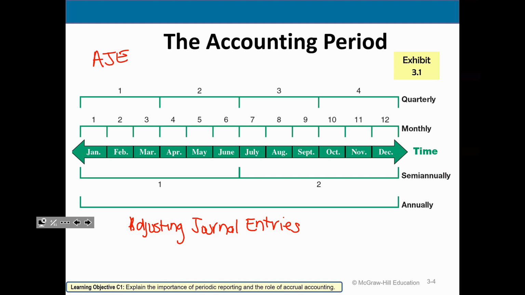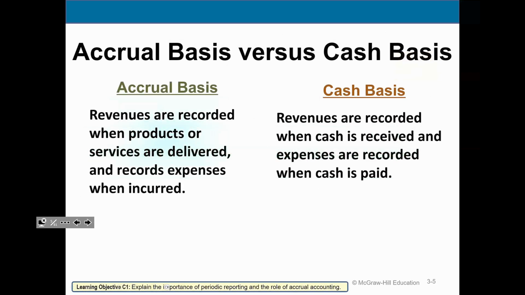So we have 12 months, 4 quarters. How many weeks are in a year? 52, good. And if I pay you bi-weekly, how many times am I paying you? 26, good. If I pay you monthly, make sure you know that.